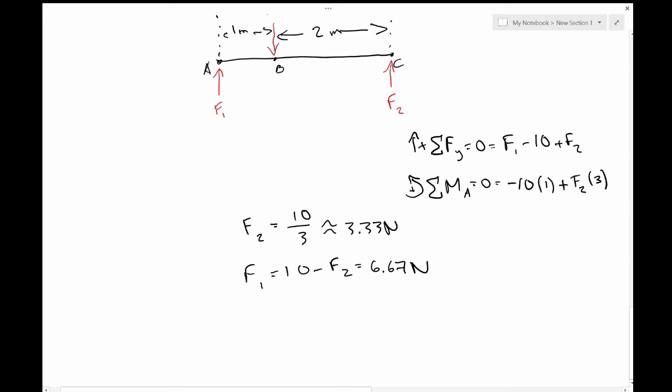Okay, so now hopefully you should have an understanding of what a moment is, sort of this rotational force, as well as how we can use moments in statics equations, very, very simple ones for now, to solve for unknown forces that we might have.